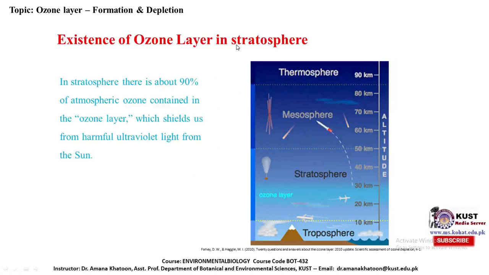Existence of the ozone layer in the stratosphere. In the stratosphere, about 90% of atmospheric ozone is contained in the ozone layer, which shields us from harmful ultraviolet light from the sun. Here we can see that in the stratosphere the ozone layer is present, and from the sunlight we know that many radiations are there, and among those radiations, ultraviolet radiations are very harmful to all the living organisms on the planet Earth. And this layer in the stratosphere, the ozone layer, absorbs those ultraviolet radiations, and so here we can see that the ozone layer is acting as a shield.